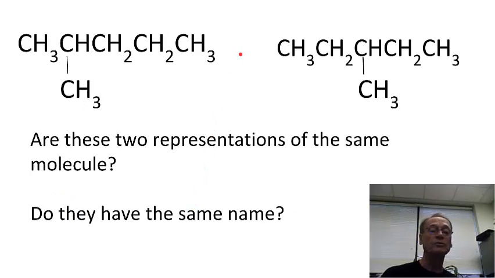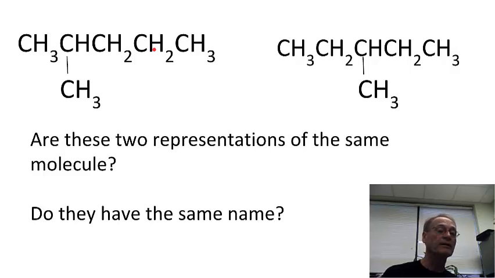Okay, now let's look at these two molecules. Are these two representations of the same molecule? This is 5 in a row with a CH3 group on the second carbon. This is 5 in a row with a CH3 on the third carbon. Are these the same as each other? In other words, if you just turn one backwards or upside down, would it be the same as this? And the answer is no. This is quite clearly a different structure than this one.